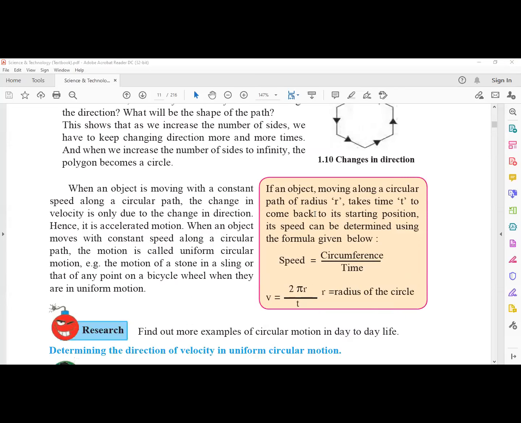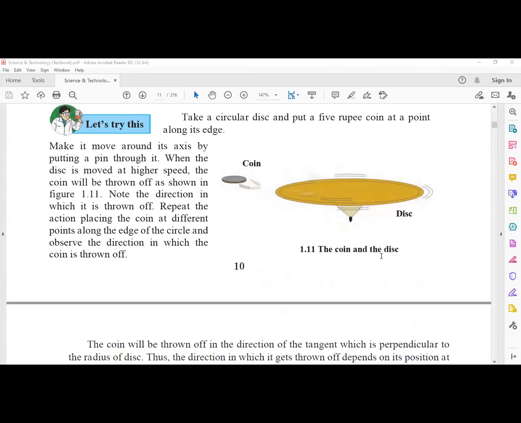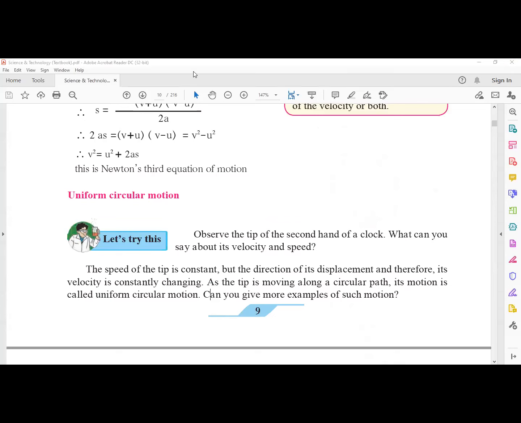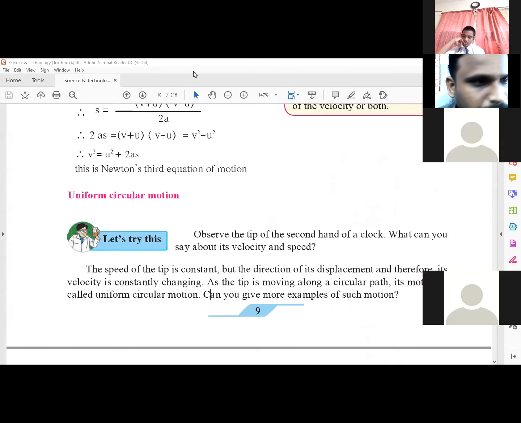Another example is given: the coin and the disc. This circular disc you must have seen. In Marathi we used to call it a bohra. Everyone has seen a bohra, right? We used to spin it and it keeps on spinning or rotating about its axis for a certain time interval. So for a certain period of time, we can observe uniform circular motion over there.